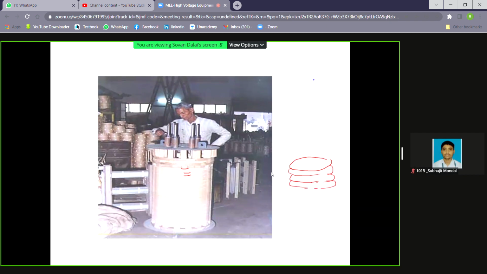Yes sir. Now in each disc, several turns may be available. Altogether they offer a capacitance, say CS1. Now this disc offers capacitance CS2, because these two discs are maintained at two different potentials. Is it clear now?